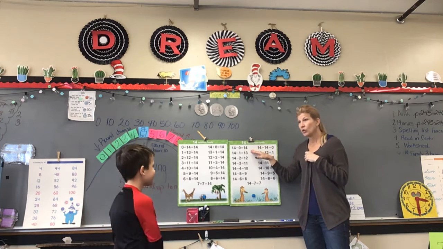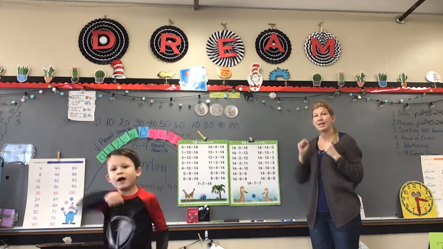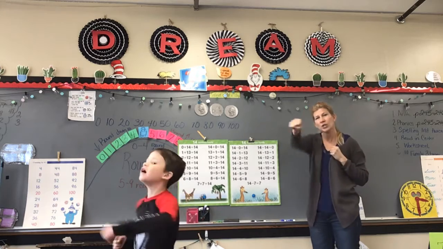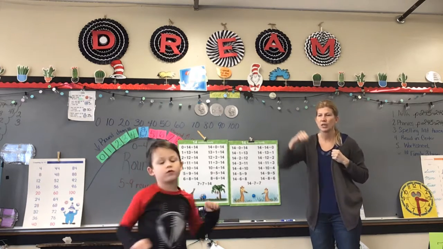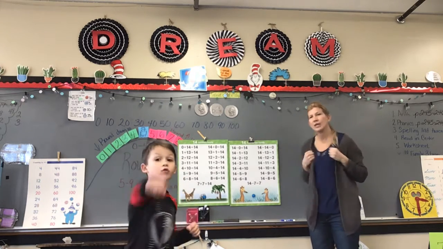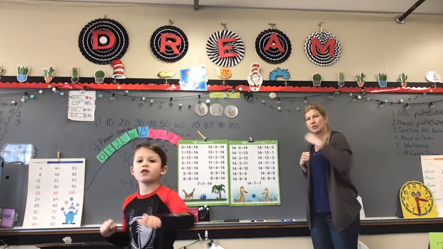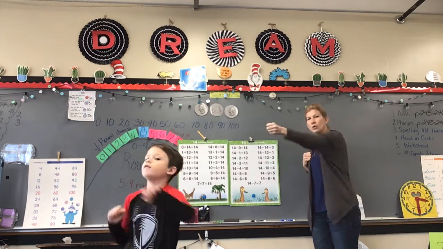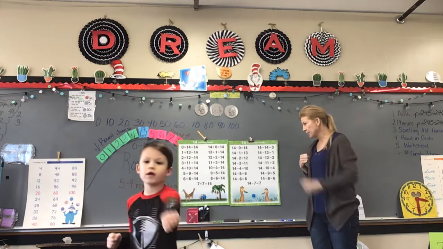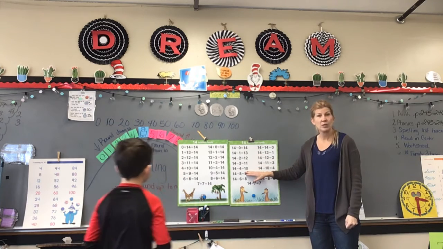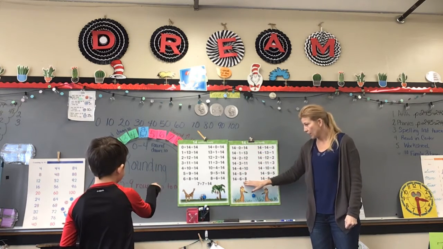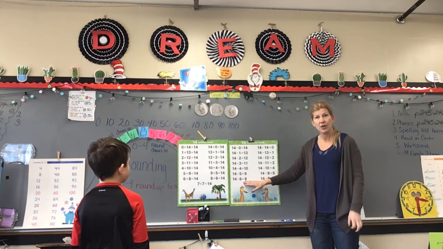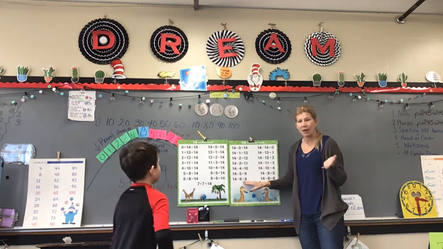Ready? And let's see if you can do it without looking. 14 minus 0 equals 14. 14 minus 1 equals 13. 14 minus 2 equals 12. 14 minus 3 equals 11. 14 minus 4 equals 10. Good job. We just went through the first 5. I want to be able to go through the next couple ones together, and by the end of the week, we'll be able to say it without looking.